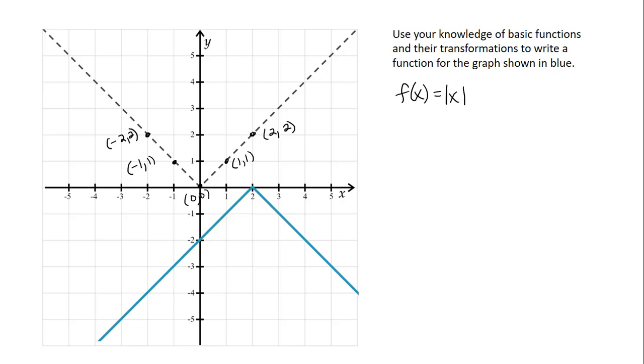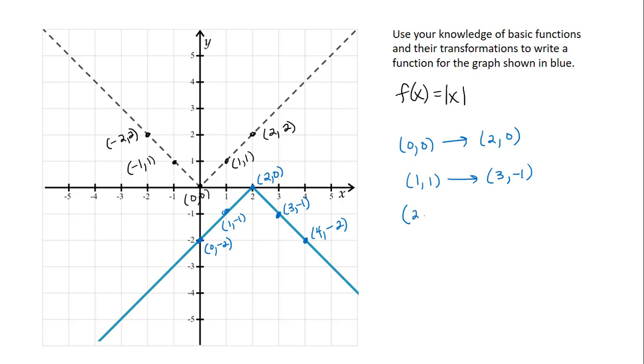So note that our vertex is a point 2, 0. Then we have the point 3, negative 1, and 4, negative 2, and then 1, negative 1, and 0, negative 2. So notice that 0, 0 shifted to 2, 0. 1, 1 shifted to 3, negative 1. 2, 2 shifted to 4, negative 2.